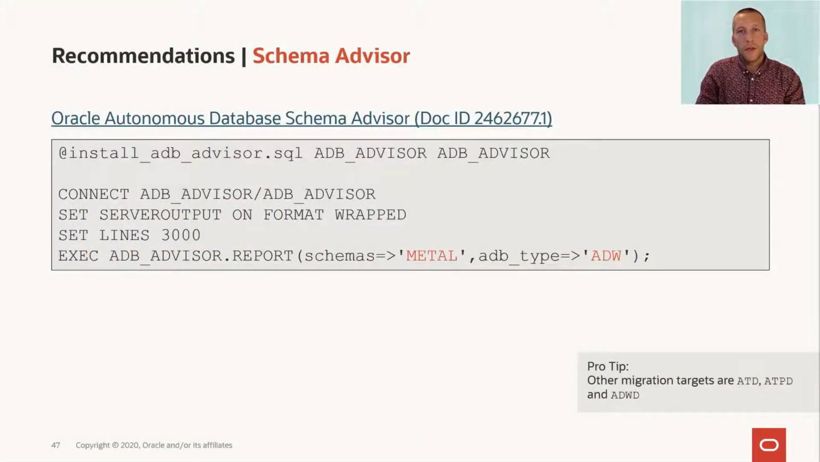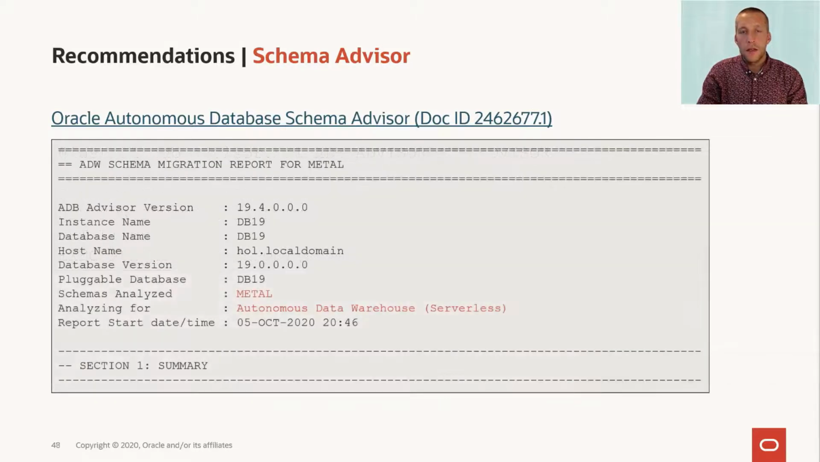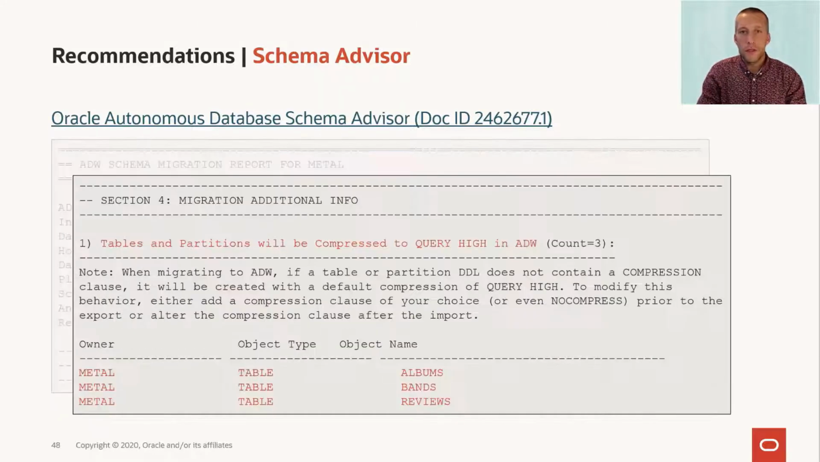I recommend that you use the Schema Advisor to analyze your source database before you migrate into the autonomous database. You input exactly which autonomous database you are targeting, and then the advisor will generate a report for you, which holds information like, for instance, that some of the tables will be compressed in the autonomous database.